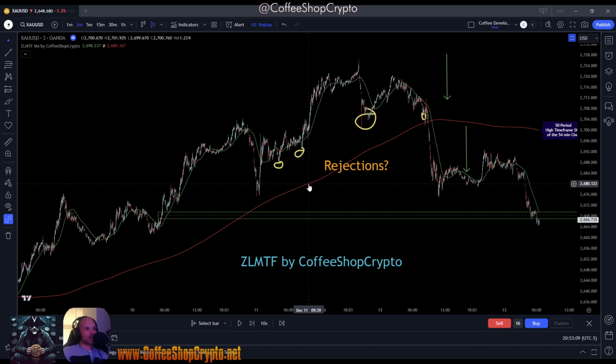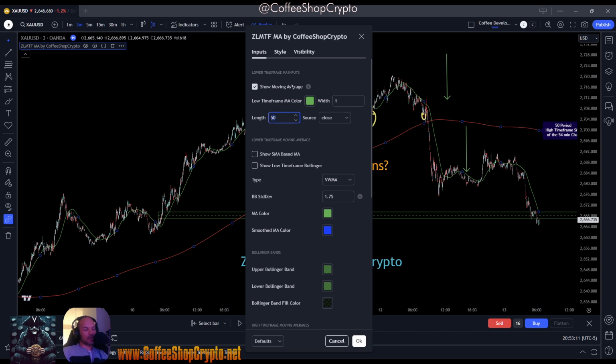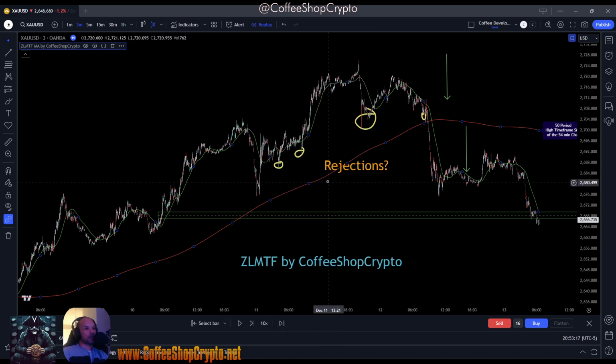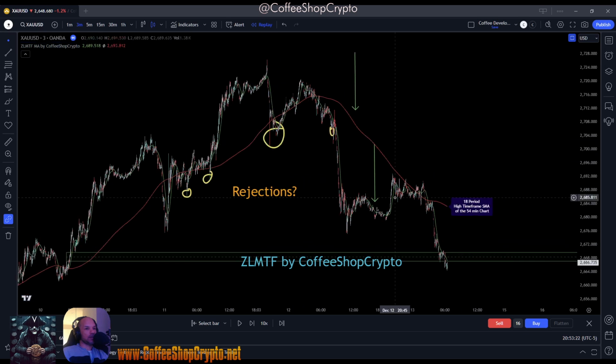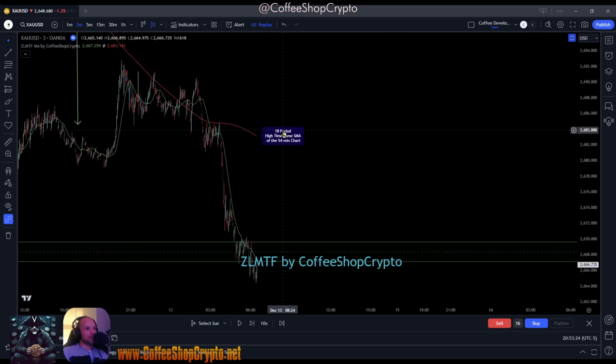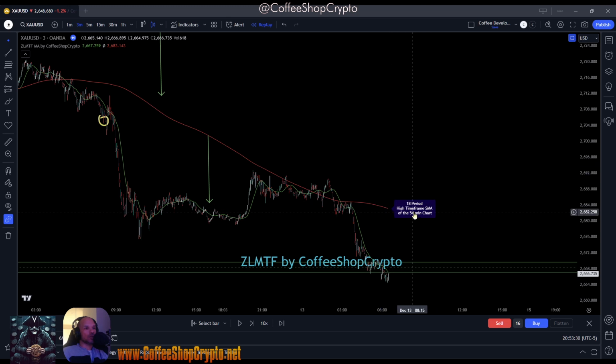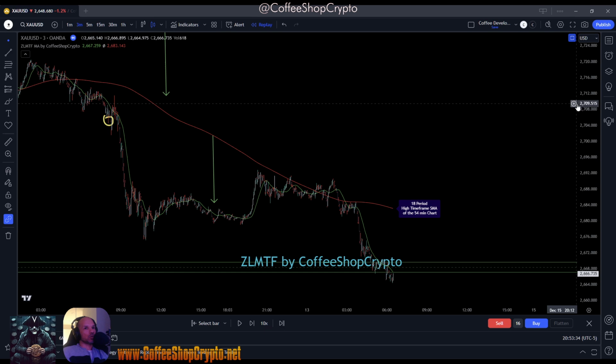Right? So now if you simply take this and change the length, I want to know what's happening with, I don't know, how about an 18-period moving average? How about that? There you go. And it will adjust both of them. It's giving you the 18-period high time frame moving average of a 54-minute chart. So you always know what your settings were when you set them up. So this is a really cool tool for you guys.